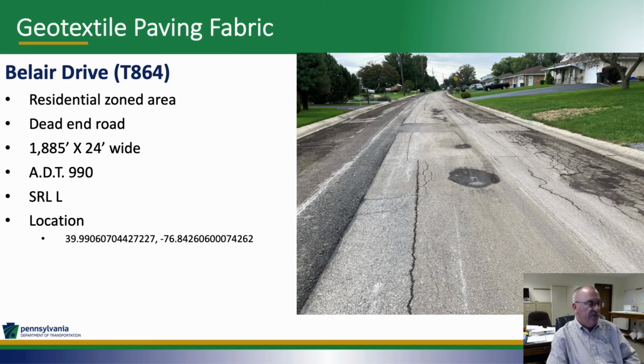And this is Bel Air Drive. This is a residential area. Again, due to rock and several previous water main breaks, we decided to replace the water mains and all the services before repaving the road. Again, the costs were shared between the water department and our liquid fuels funds. This road is a little under 1,900 feet long, and the ADT was less than 1,000 vehicles per day. And again, we give you the coordinates in case you'd want to visit the site.